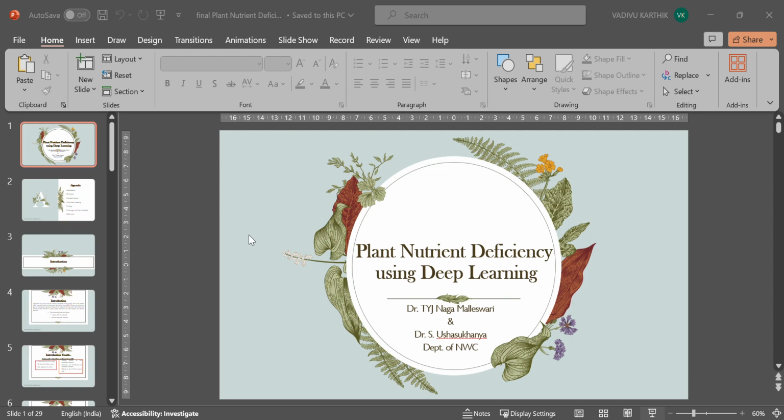Thank you. So these are the major deficiencies that we have identified so far in the plants: nitrogen, phosphorus, potassium, calcium, magnesium, sulfur, iron, manganese and zinc. These are the major deficiencies identified.